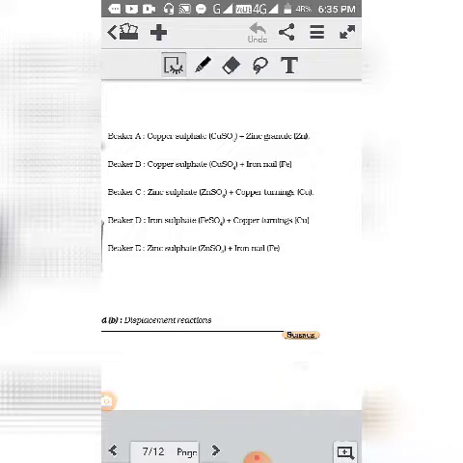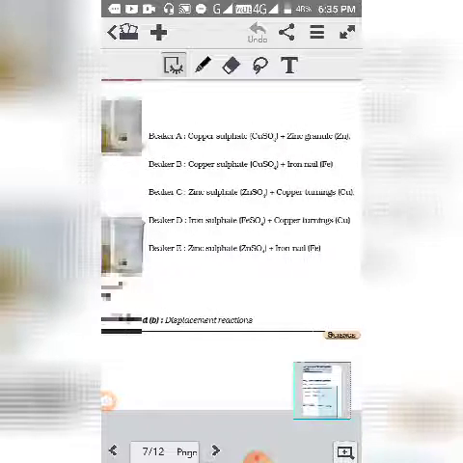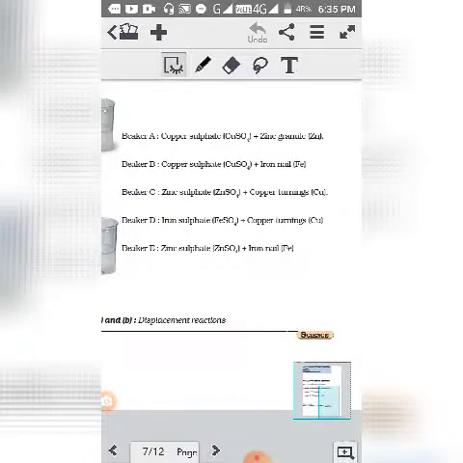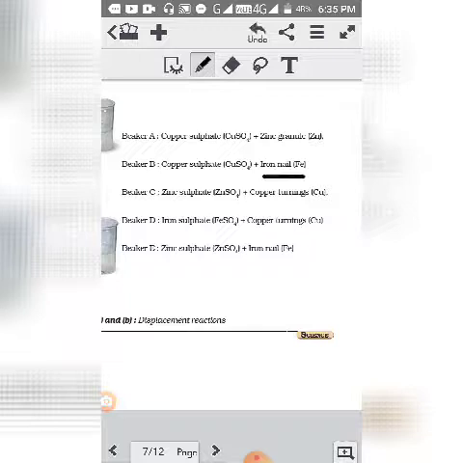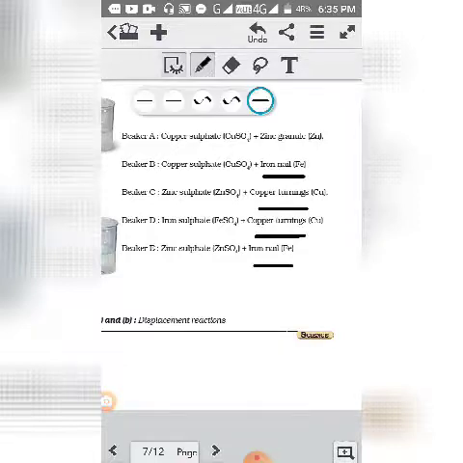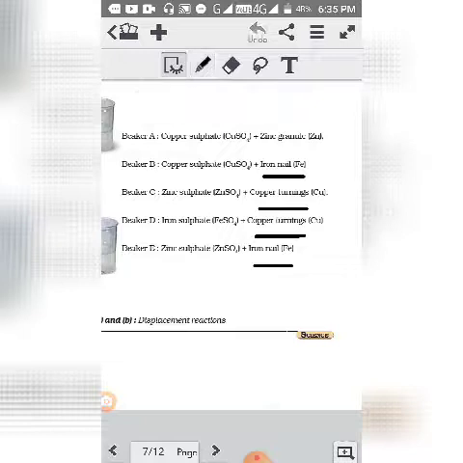In beaker A, copper sulfate solution is taken and in that zinc is added. In beaker B, copper sulfate is taken and there is iron. In beaker C, there is zinc sulfate and copper. In beaker D, there are different metals in this. Now what happens when we react the substances? What will happen and what will you see in this?